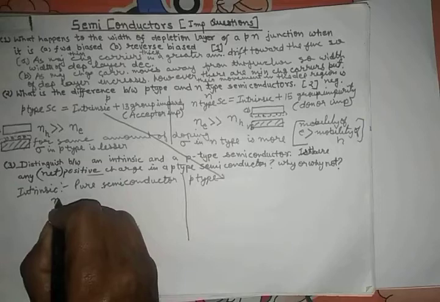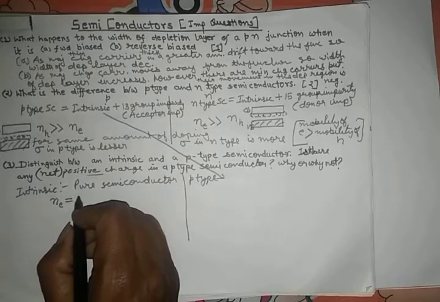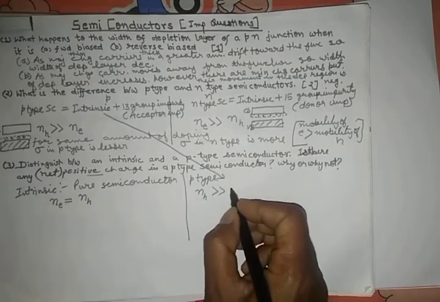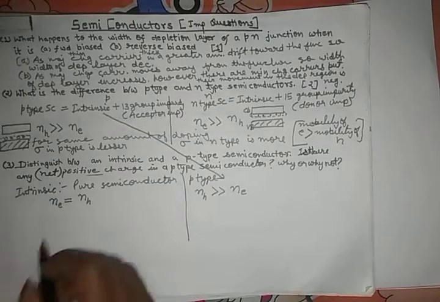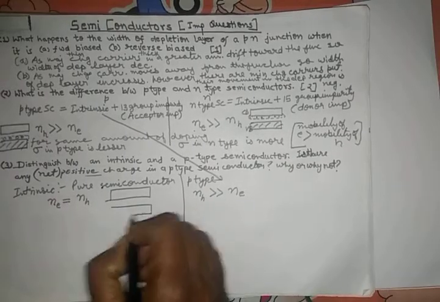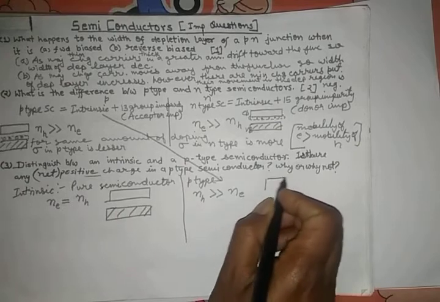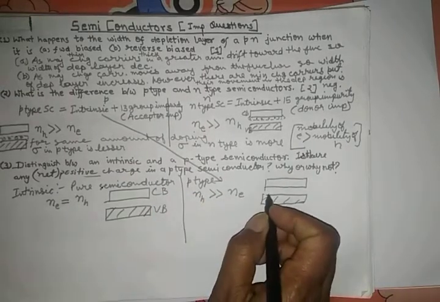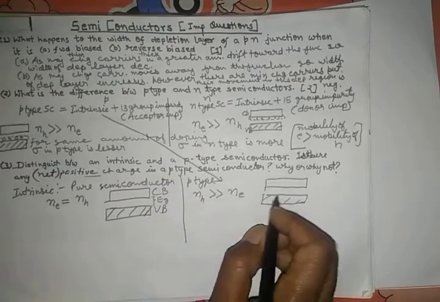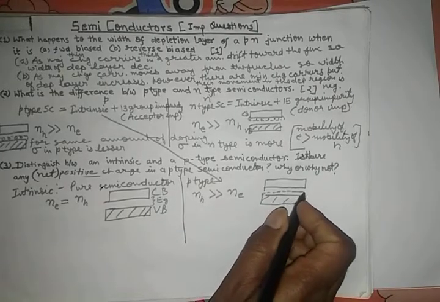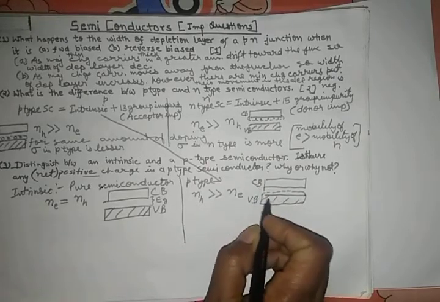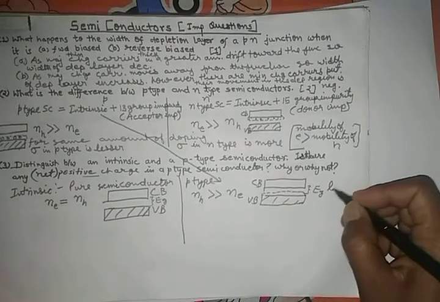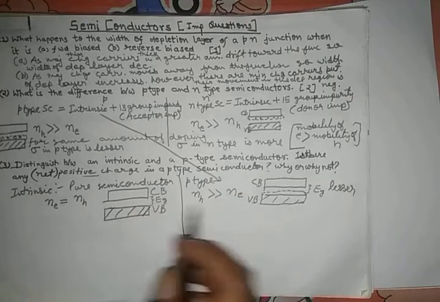Other differences are: here the number of free electrons is equal to the number of holes per unit volume, and here holes are majority charge carriers, so the number of holes is very much greater than the number of free electrons. According to the energy band diagram, there are simply two energy levels here, the valence band and conduction band, and the p-type has a lesser energy gap because its valence band gets broadened. So these are the three differences.